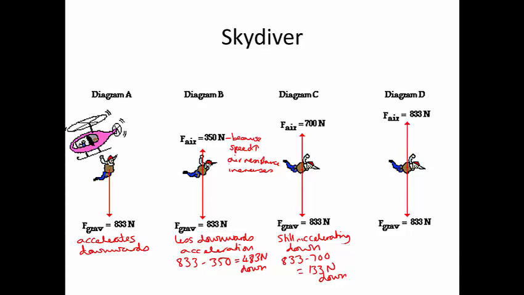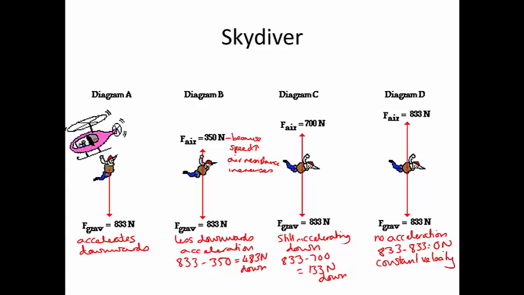Until we get to diagram D. In diagram D, what's happened is that because he's accelerated so much, he's now got an equal air resistance force upwards to the gravitational force downwards. The resultant force on him is therefore going to be 0, which means that there's no acceleration taking place. We call that terminal velocity, okay? So he's at constant velocity, he's no longer accelerating, and that we call the terminal velocity.